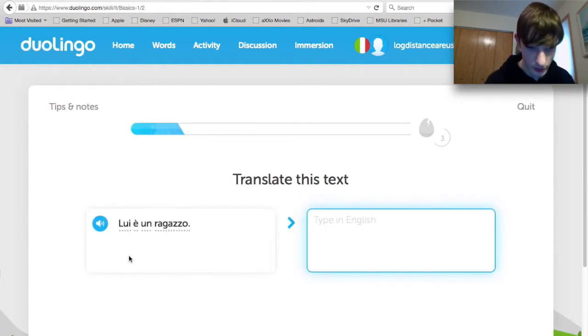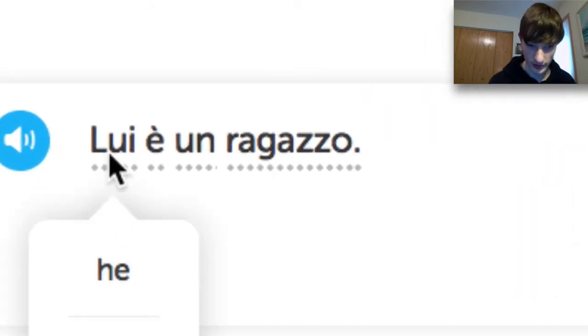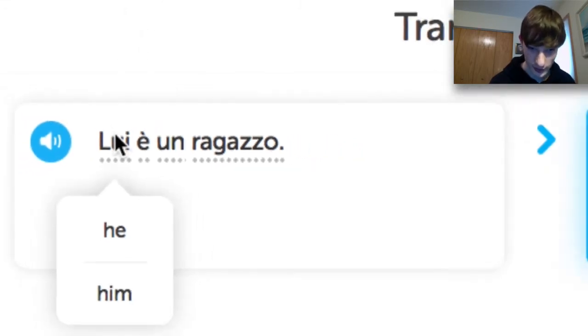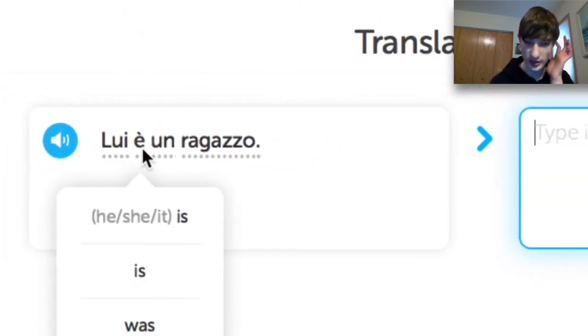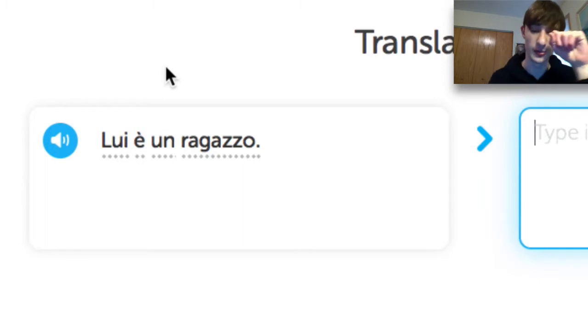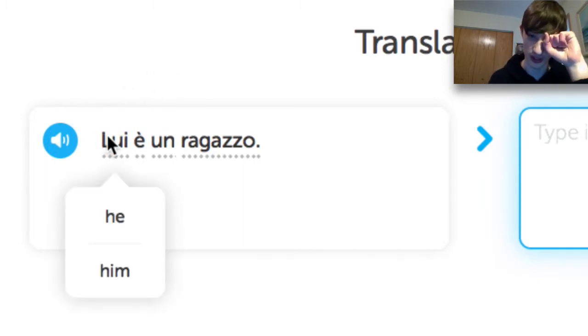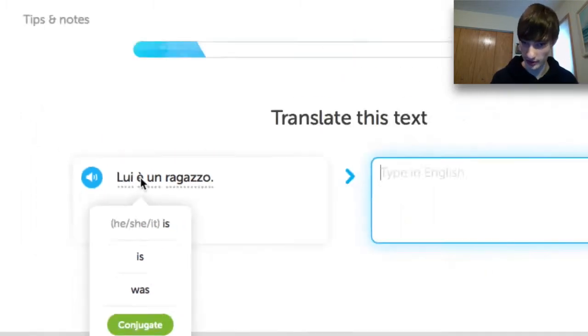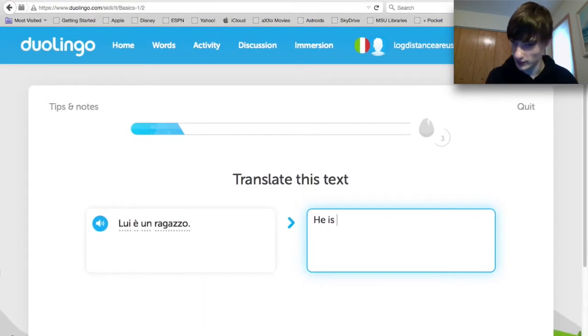Lui è un ragazzo. Lui is "he." Oops, I'm zooming in. Lui, he. È, is. So see, he, she, or it "is" is also written differently. Of course, with that, you do need to write lui for "he" before it, because you don't know if it's a he or a she or an it. So, lui è un ragazzo. He is a boy. I wonder if Duolingo will accept contractions. He's a boy.